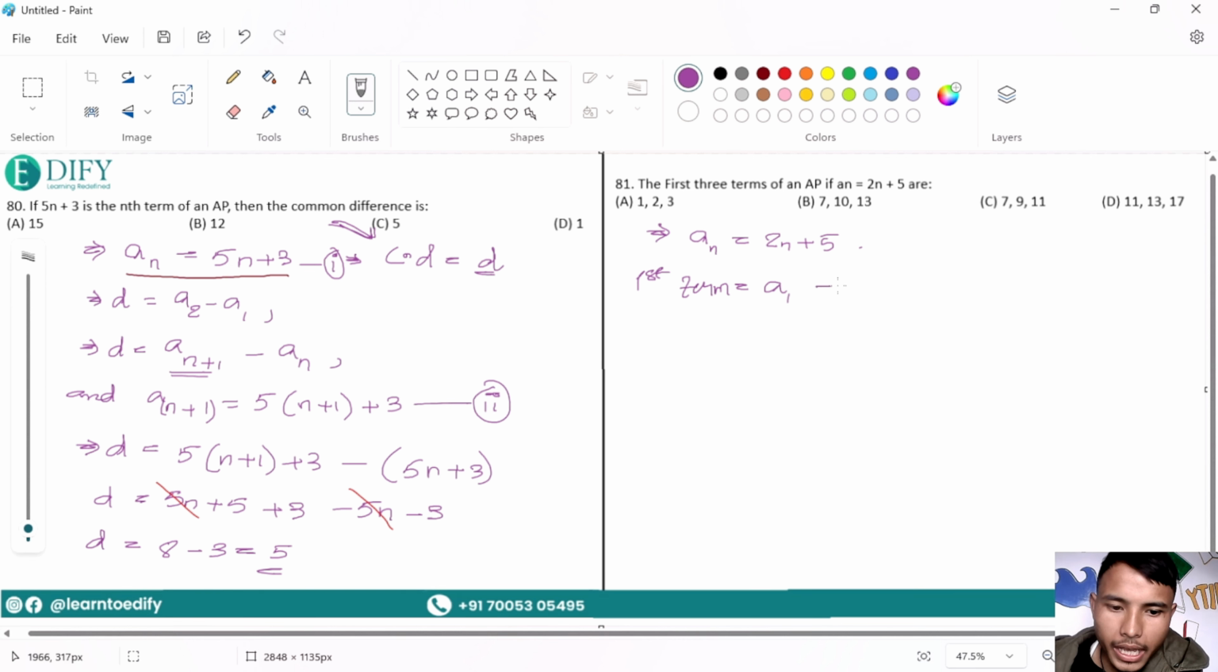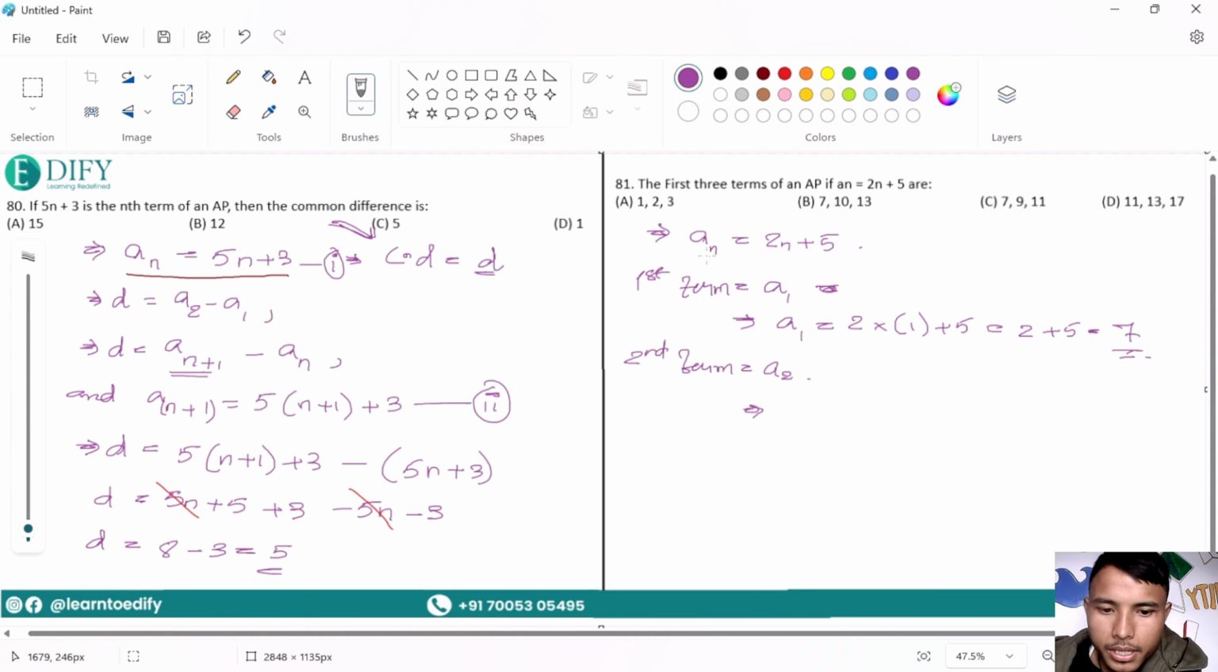Okay. So that implies a1 is equal to 2 into 1 plus 5. So this is nothing but 2 plus 5 and that is 7. That is your first term. Okay. And then the second term, A2.